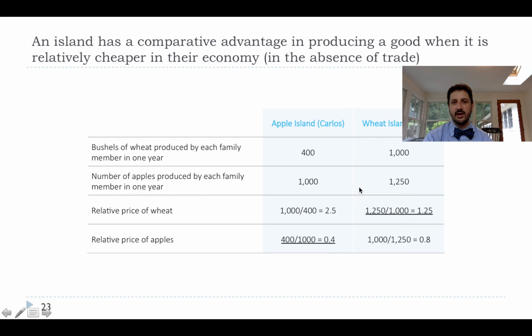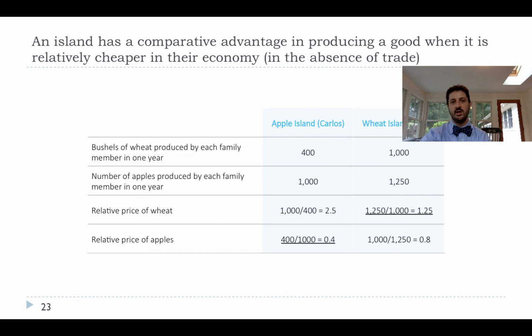So we know that Carlos on Apple Island can produce either 400 bushels of wheat or 1,000 apples. So that means that his relative price of wheat is just 1,000 divided by 400, or 2.5. He has to give up 2.5 apples to produce a bushel of wheat. And his relative price of apples is just 400 divided by 1,000, or 0.4. So this is the opportunity cost of producing those goods. And we can see they're just reciprocals, right?